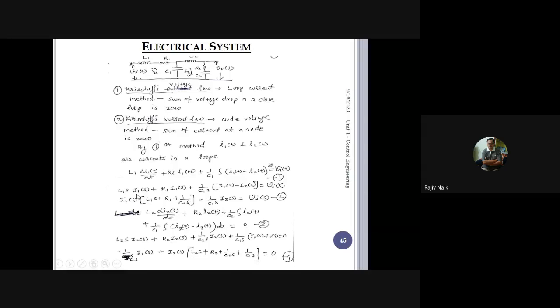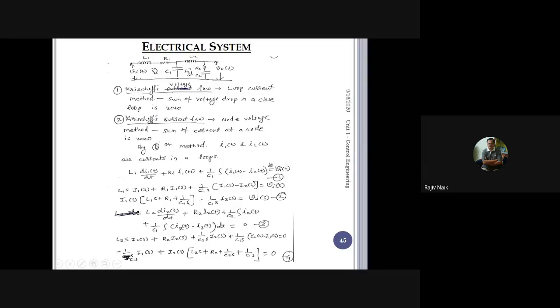Then I have taken I1(S) common in this equation. It is (L1 S plus R1 plus 1 upon C1 S) I1(S), then I2(S) only with a negative sign, minus 1 upon C1 S into I2(S), is equal to Vi(S). This is equation number 2. So this is our first equation for solution.